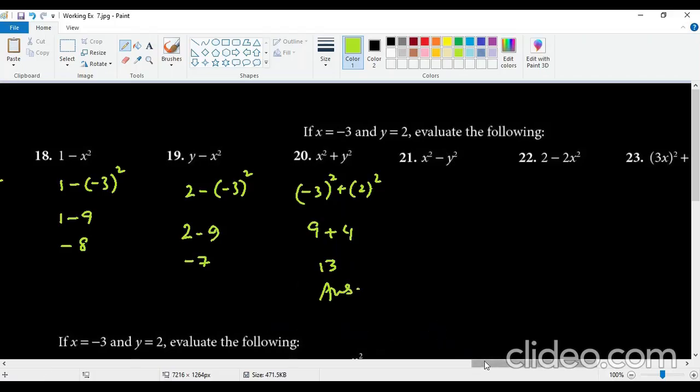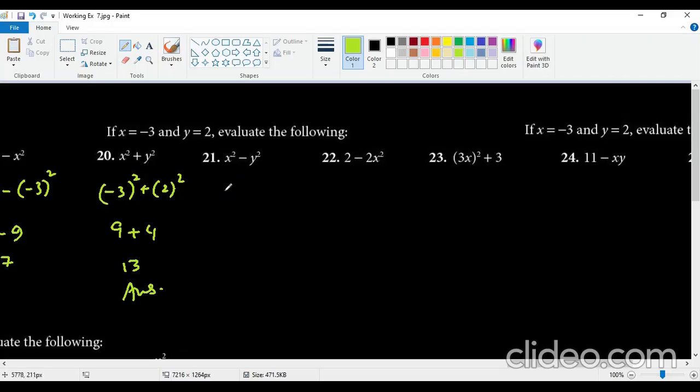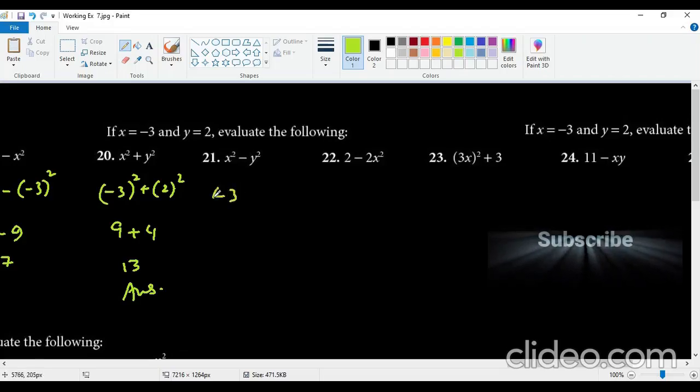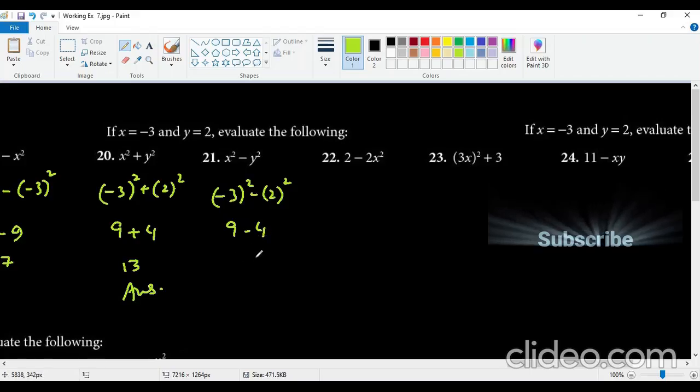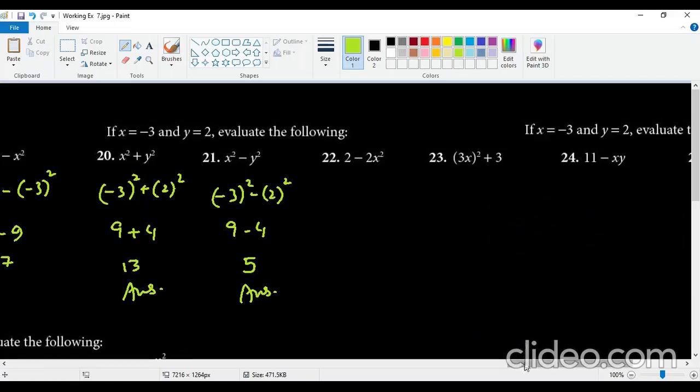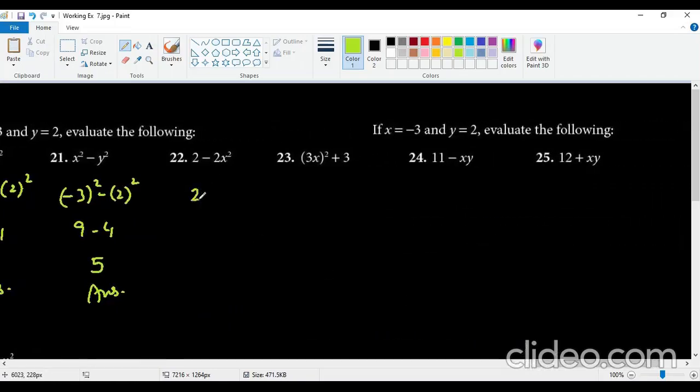Moving on to 21. It says x square. x square means negative 3 square and 2 also square. So this gives you a 9 minus 4. So it's going to give you a positive 5 as an answer. Now comes 2 times 2 times the value of x square. So this is going to give you a 2 negative times 9. So 2 minus 18 is going to give you a negative 16.